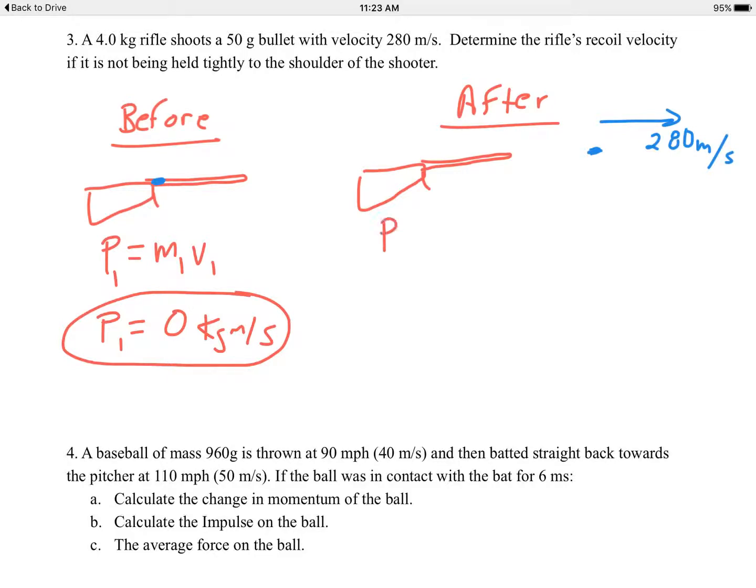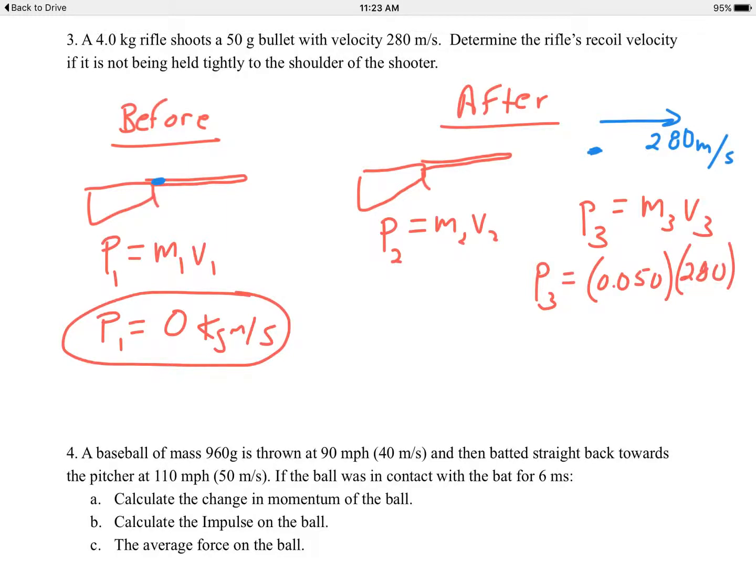I'll call the gun momentum number 2, P2 equals M2 V2, and the bullet is P3. Once again, P is momentum. P3 equals M3 V3. And here I have to start on the far right. For the bullet, P3, I know the mass of the bullet, it's given in the problem above, it's 50 grams. Well, that's 0.050 kilograms. You have to move the decimal 3 places, times the speed, 280. So the momentum of the bullet here comes out to be 14 kilograms meters per second.